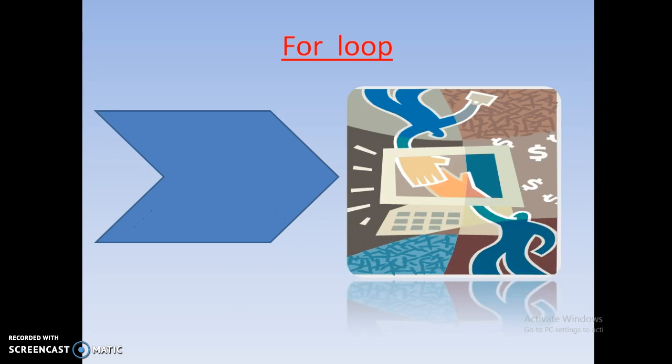Now, let's see what is a for loop. A for loop is an entry control loop. First, it checks the condition. If the condition goes true, the body will be executed. Otherwise, the body will not be executed.